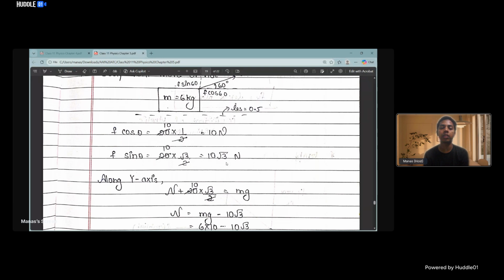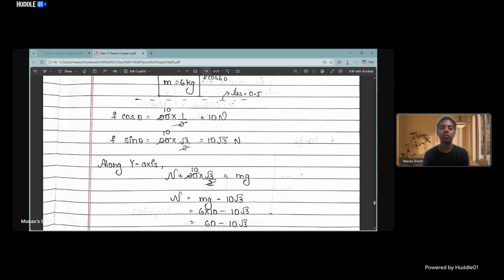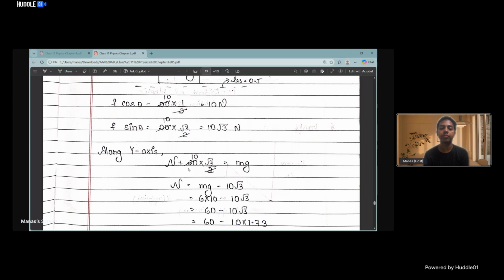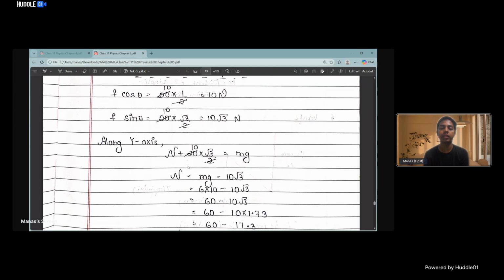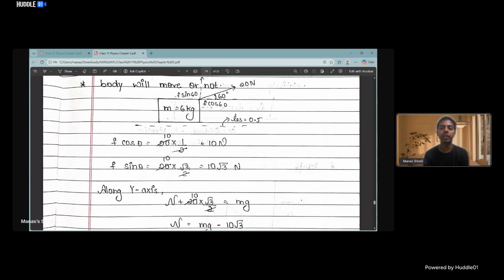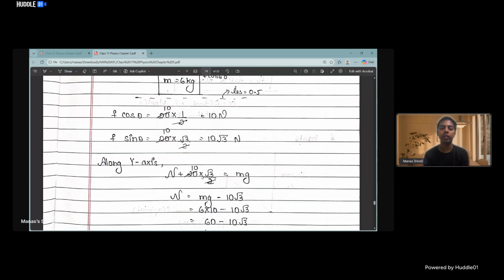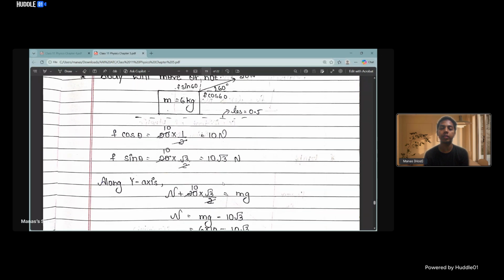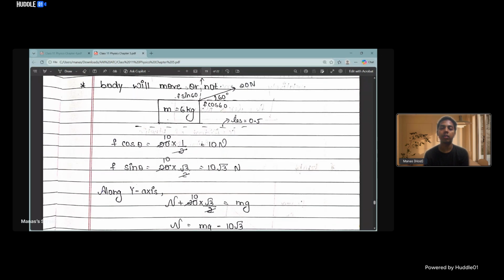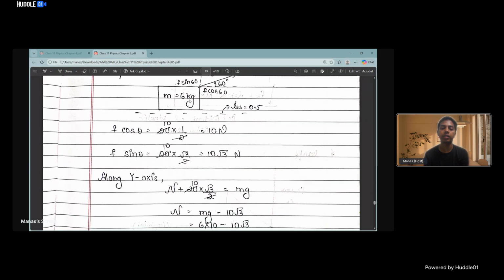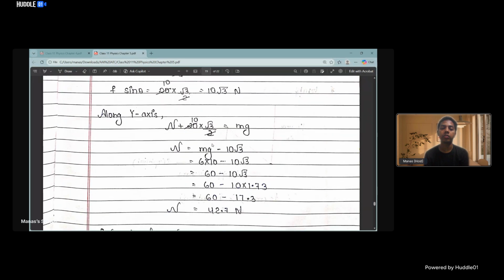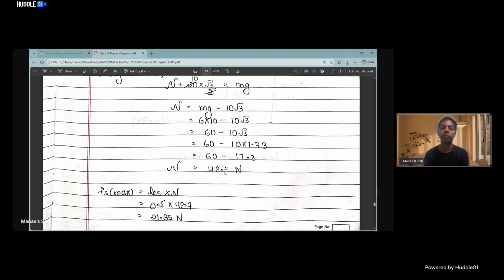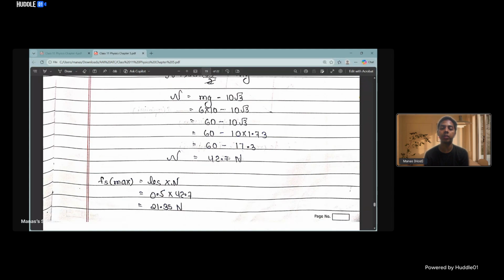F sin theta is 10 root 3. Now along the y axis, N plus F sin 60, which is 20 into root 3 by 2, equals mg. The normal and F sin 60 are applied. So N we can write as 42.7. You can solve this question easily.